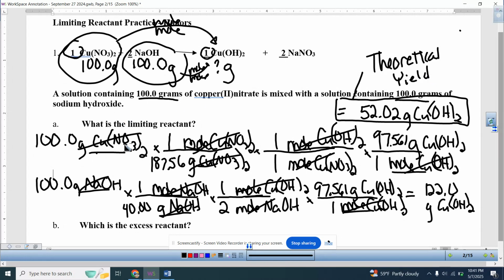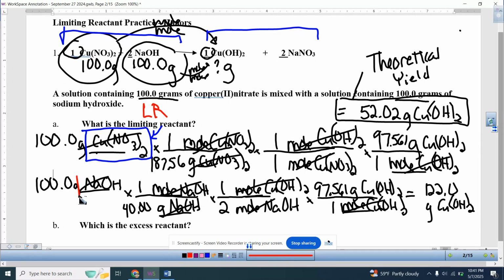And the smaller number, the theoretical yield, always comes from the limiting reactant. So my limiting reactant is the copper nitrate. And just beware, when I ask for a limiting reactant, it has to be a reactant. These are reactants on the left. These are products on the right. So you would never pick one of these as an answer. We want a reactant. A lot of times I abbreviate this LR for limiting reactant.